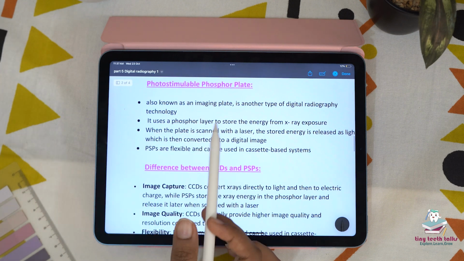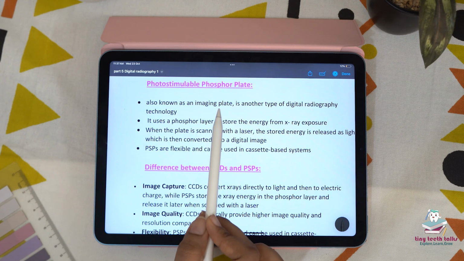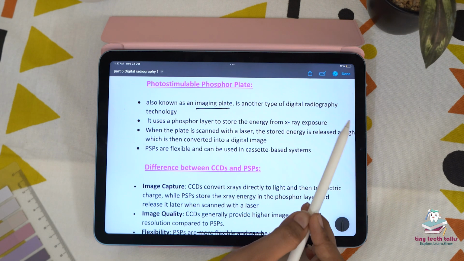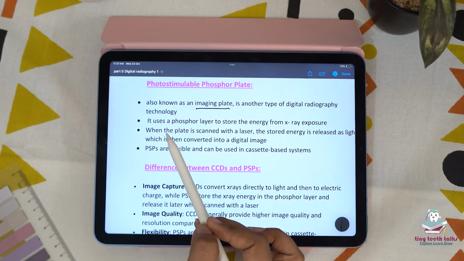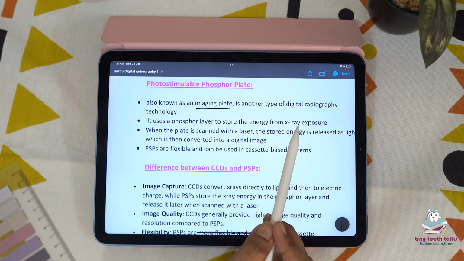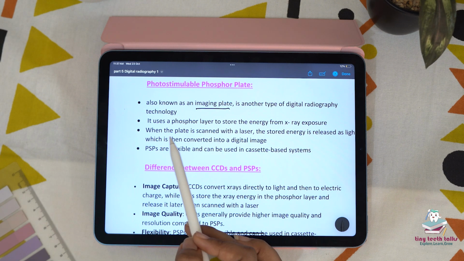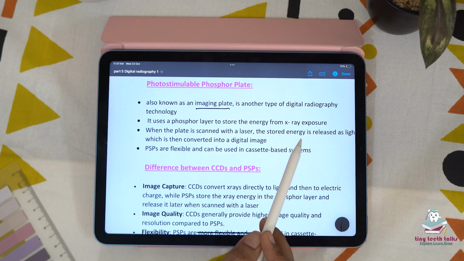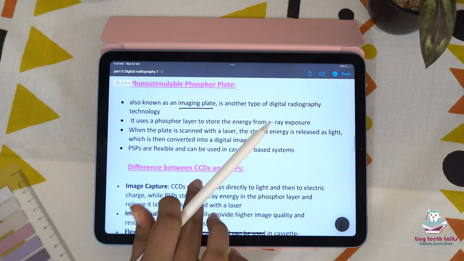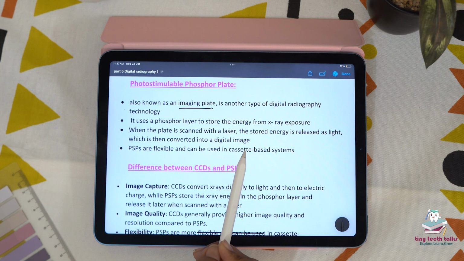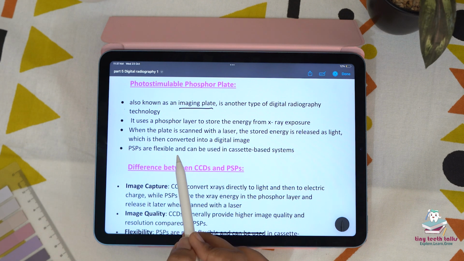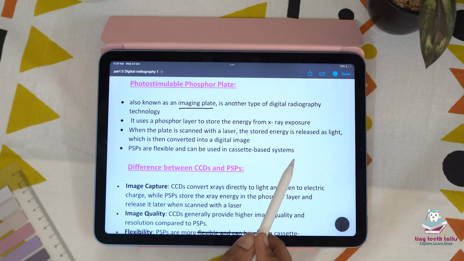Coming to the photostimulable phosphor plate, it is also known as an imaging plate. It is another type of digital radiography technology. It uses a phosphor layer to store the energy from the X-ray exposure. When the plate is scanned with a laser, the stored energy is released as light, which is then converted into a digital image. Now, PSPs are flexible and can be used in a cassette-based system.